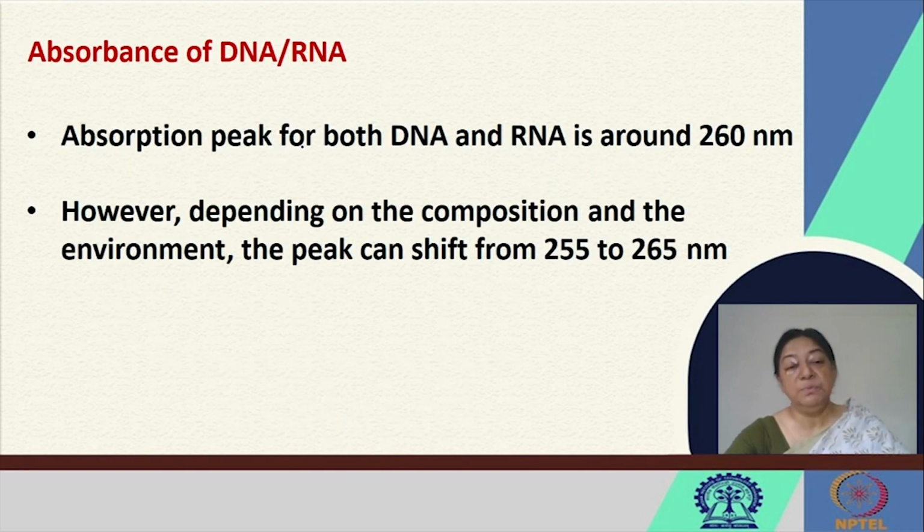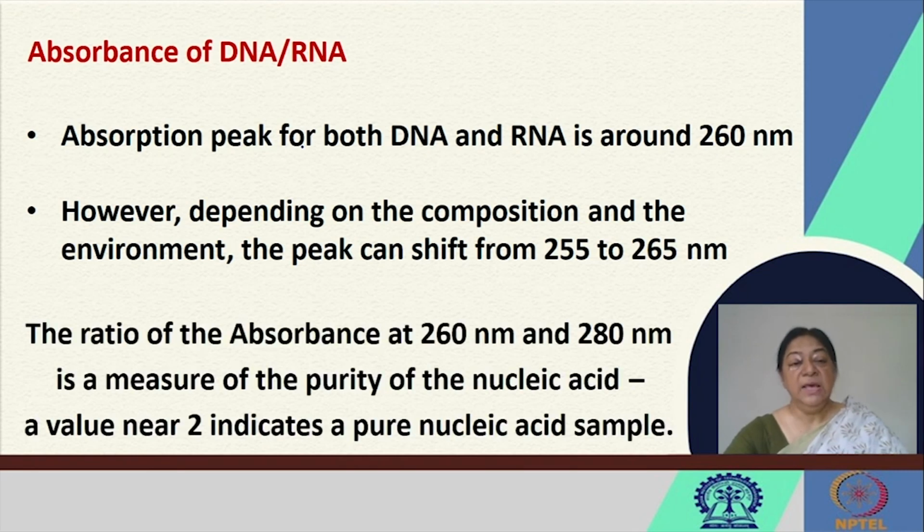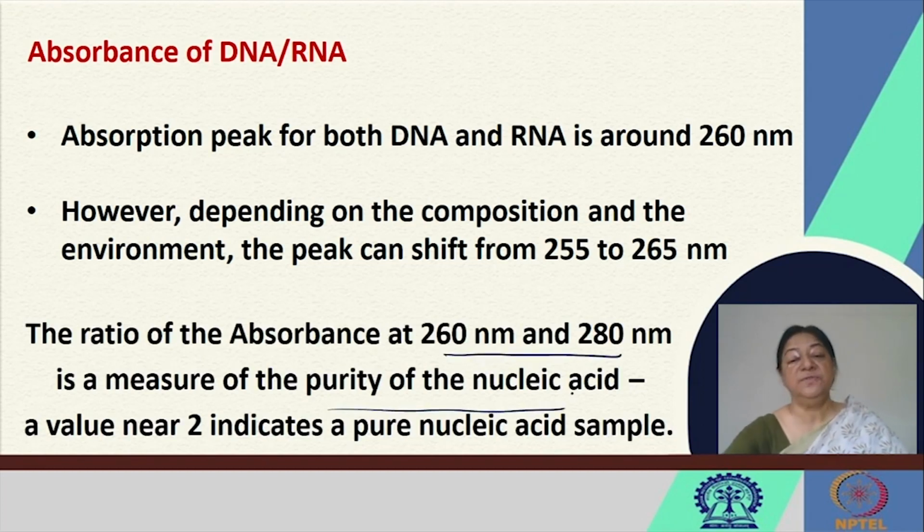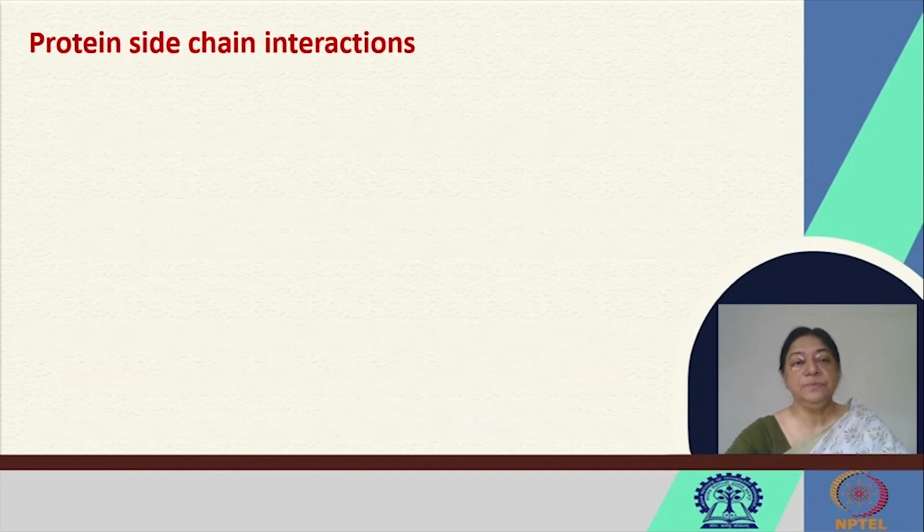The absorbance peak for both DNA and RNA is therefore around 260 nanometers. However, depending on the composition and the environment, the peak can shift, and the ratio of the absorbance at 260 nanometers and 280 nanometers is the measure of the purity of the nucleic acid sample, and a value near 2 indicates a pure nucleic acid sample. This is often a way to identify the presence of the nucleic acids in methodologies that are used for the preparation or isolation of nucleic acids.